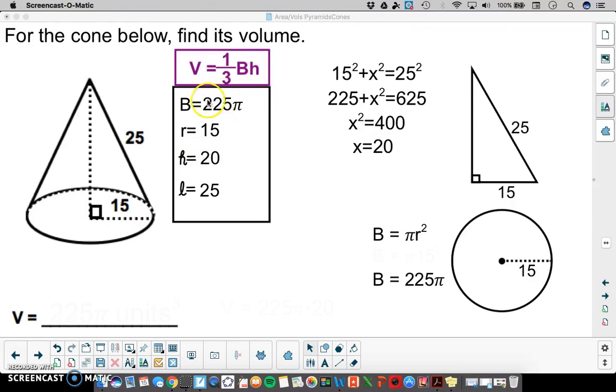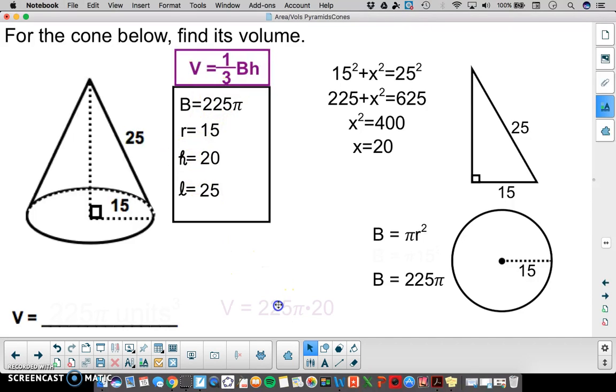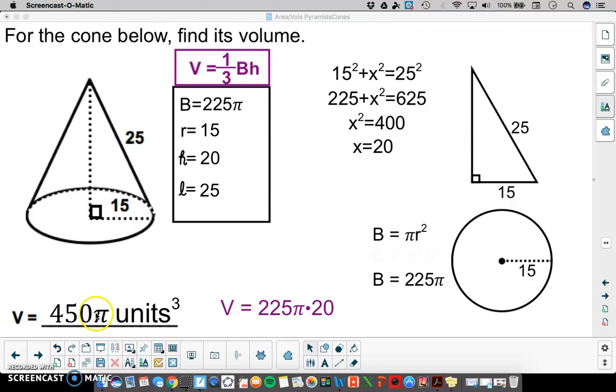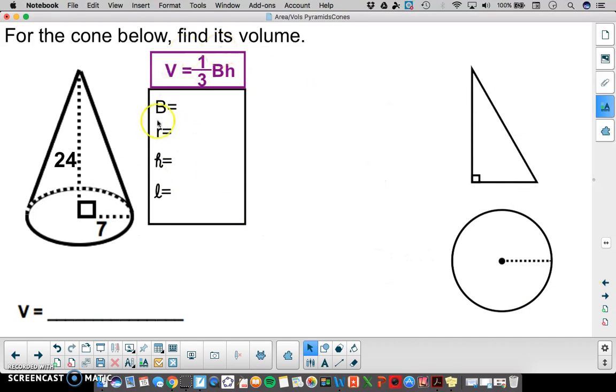So now I can plug in big B times h for the volume. So volume equals 225 pi times 20, which gives me 450 pi cubic units. I want you to find the volume of the cone with a radius of 7 and a height of 24.